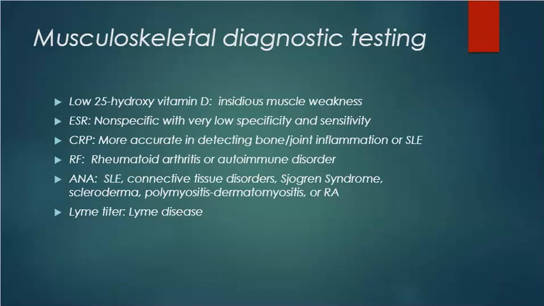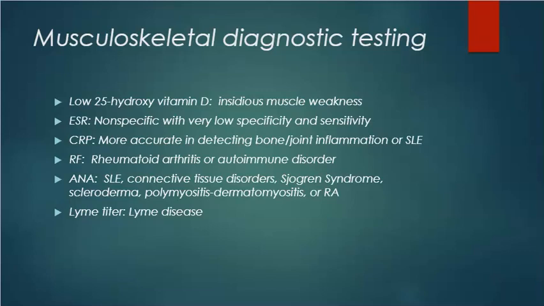C-reactive protein levels are more often used in detecting bone or joint inflammation, such as arthritis or systemic lupus erythematosus, and is less useful in muscular conditions, so it's generally not one that's recommended if you suspect a muscular problem. Rheumatoid factor should only be ordered if you suspect rheumatoid arthritis or an autoimmune disorder, which also can elevate the rheumatoid factor.